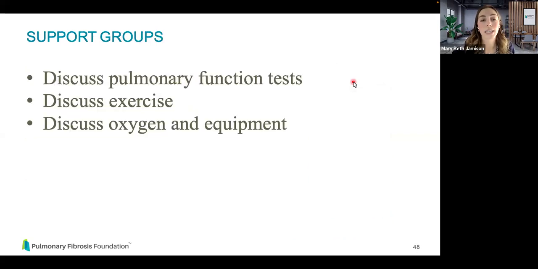And then another thing between testing is joining support groups. So they discuss pulmonary function test results. We discuss exercise that's safe for you, and then discussing oxygen and equipment. So just being familiar with all of those tips and tricks. And there's usually providers, pulmonologists from your community or from university medical centers, that are giving talks on pulmonary function test, just to help you understand things a little bit more.